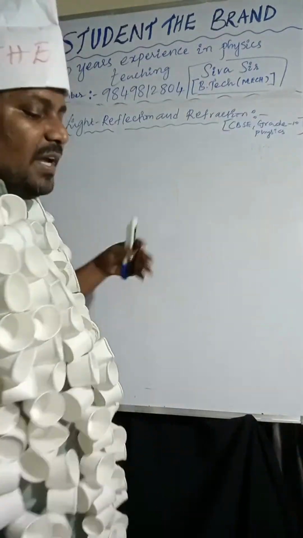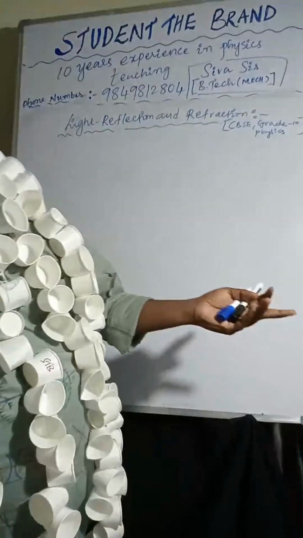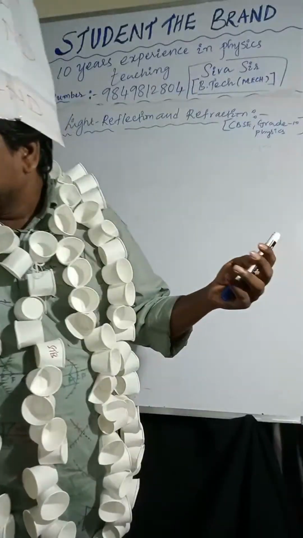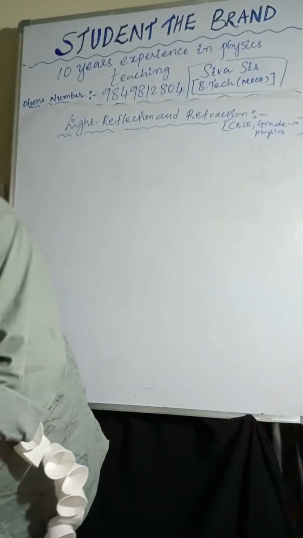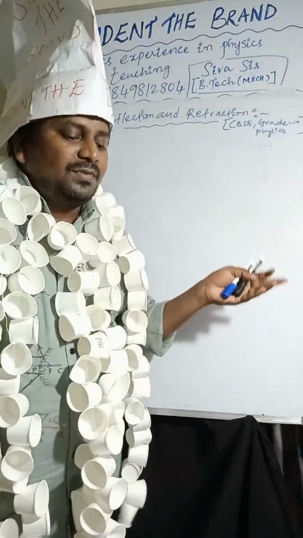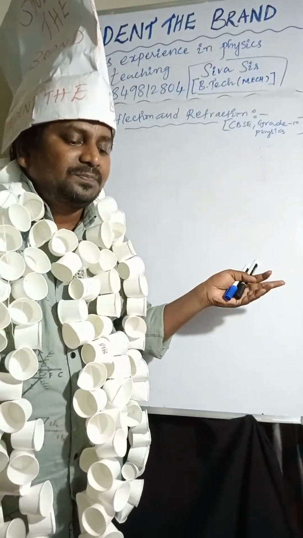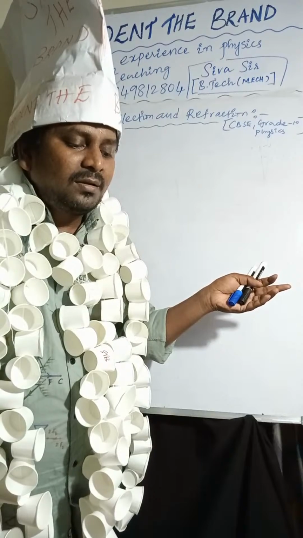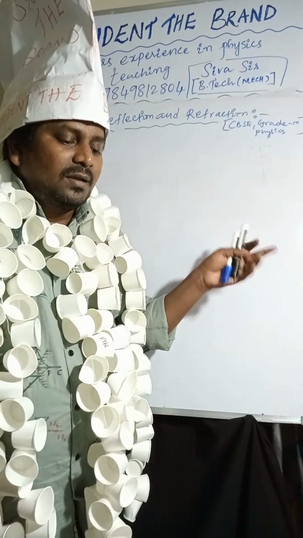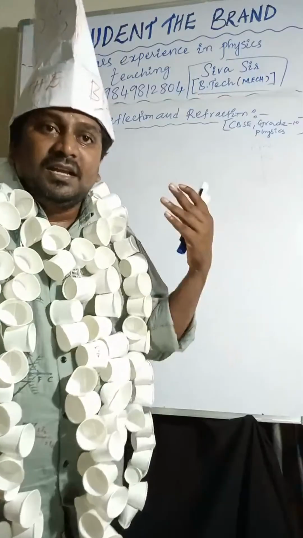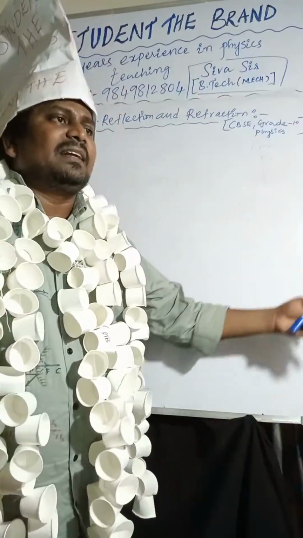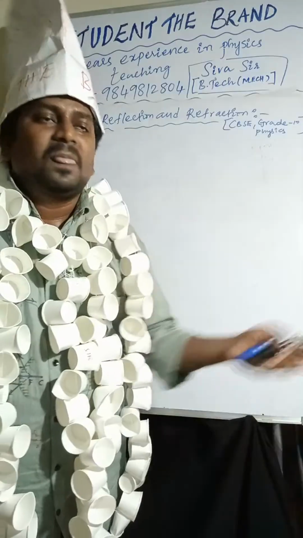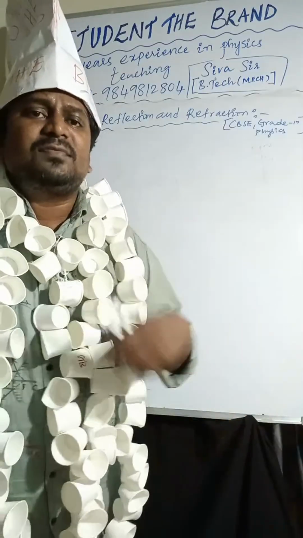Define laws of reflection. Angle of incidence is equal to angle of reflection. Incident ray, reflected ray, and normal line lie on the same plane. Angle of incidence equal to angle of reflection.